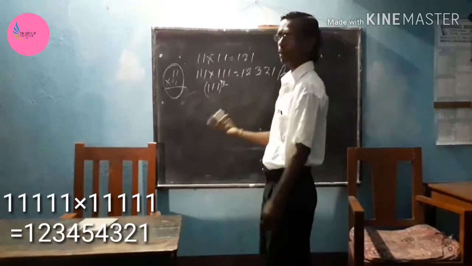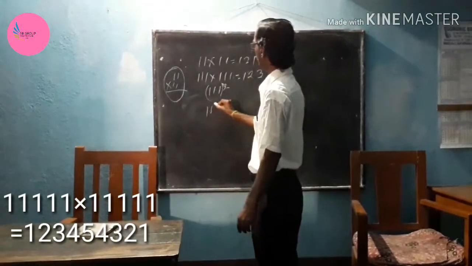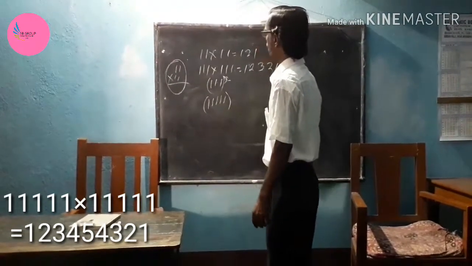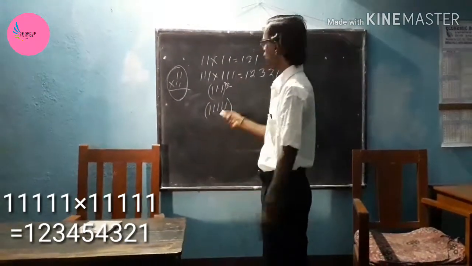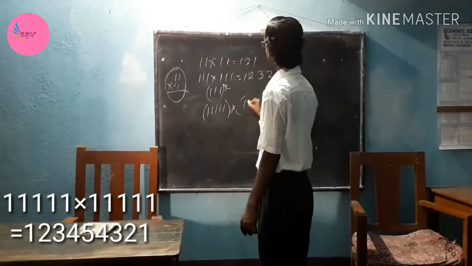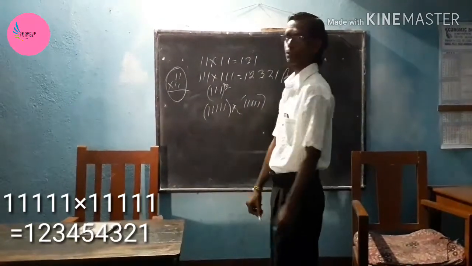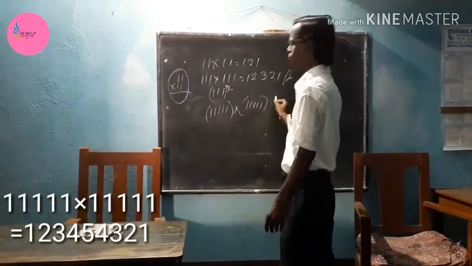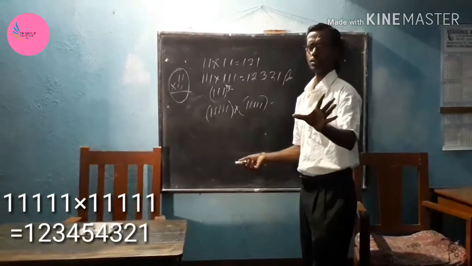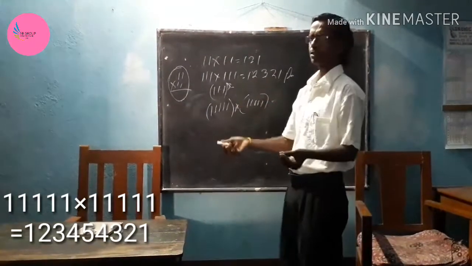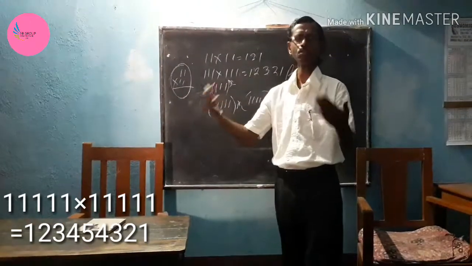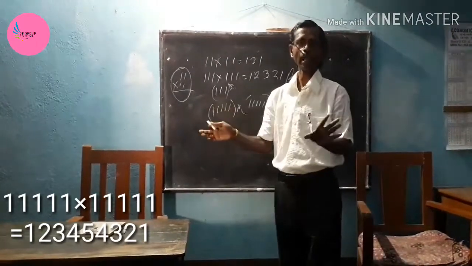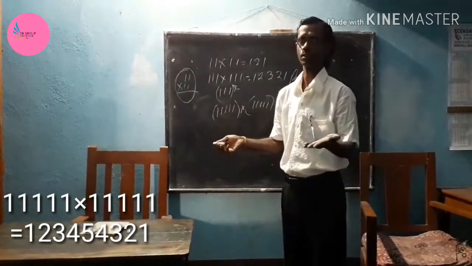If I ask you 11111 multiplication 11111, how will we calculate? Here are five 1s and here also five 1s. Within a moment you can tell me the answer. It is very easy and very simple. Just understand and it can be solved easily. Not only in hundreds or thousands, even in millions or billions you can tell the answer within a moment. But your computer and calculator will never tell you the answer so fast.